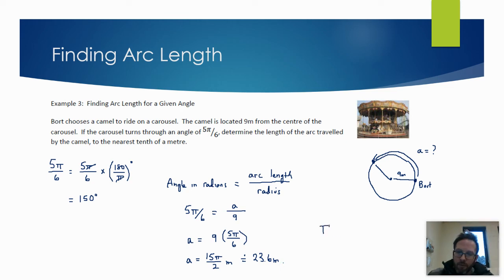So we can just tie a ribbon on this question. The camel traveled 23.6 meters in total. So guys, using the definition of radians, you can find arc lengths pretty quickly and efficiently by just using the definition. Let's do one more.